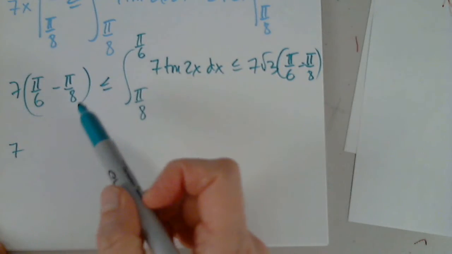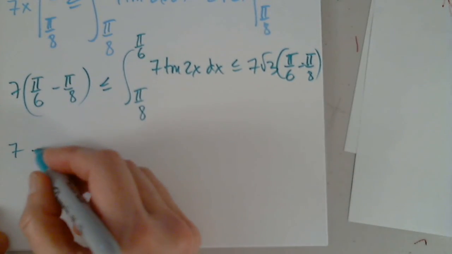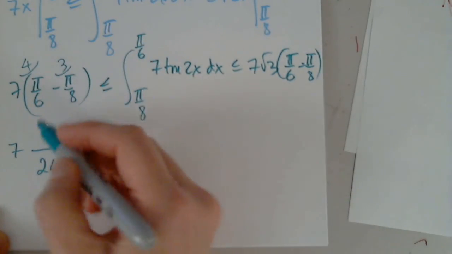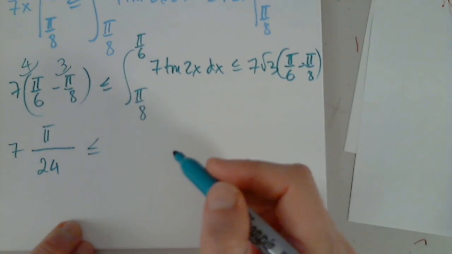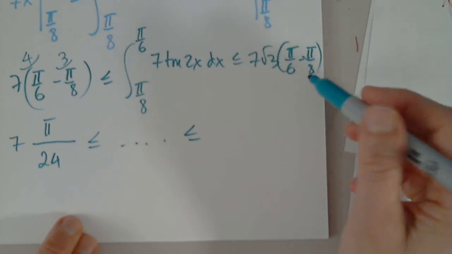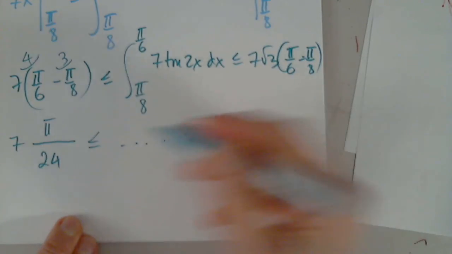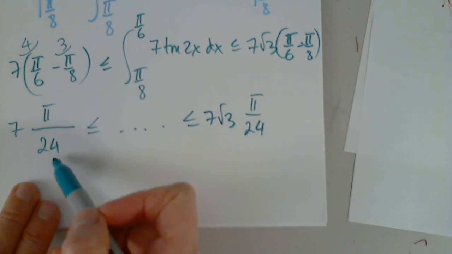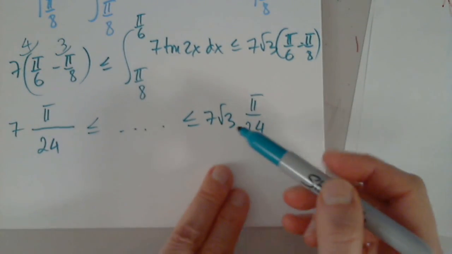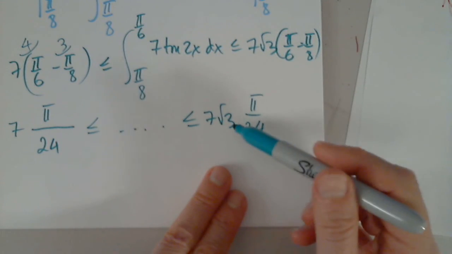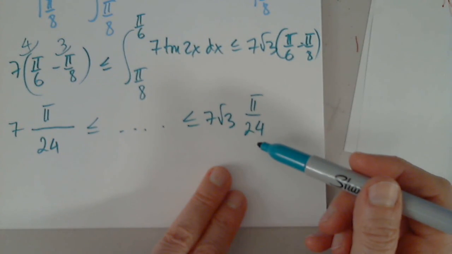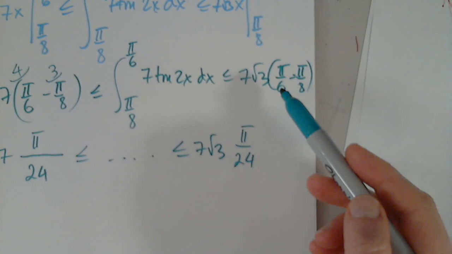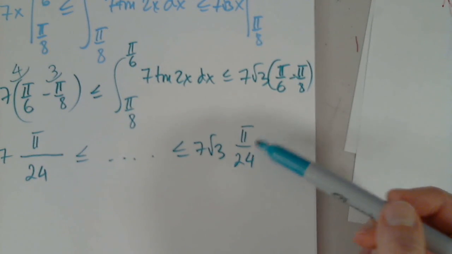Okay, so the least common denominator is 24. This needs a 4, this needs a 3, so that's pi over 24. And less than or equal to the same thing, 7 the square root of 3, and it's still pi over 24. So I would enter 7 pi over 24 for the lower bound, smaller value, and I will enter 7 pi the square root of 3 over 24.